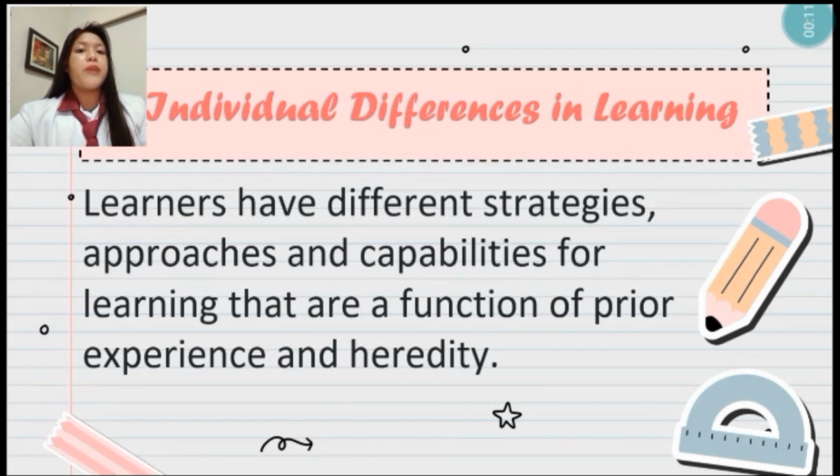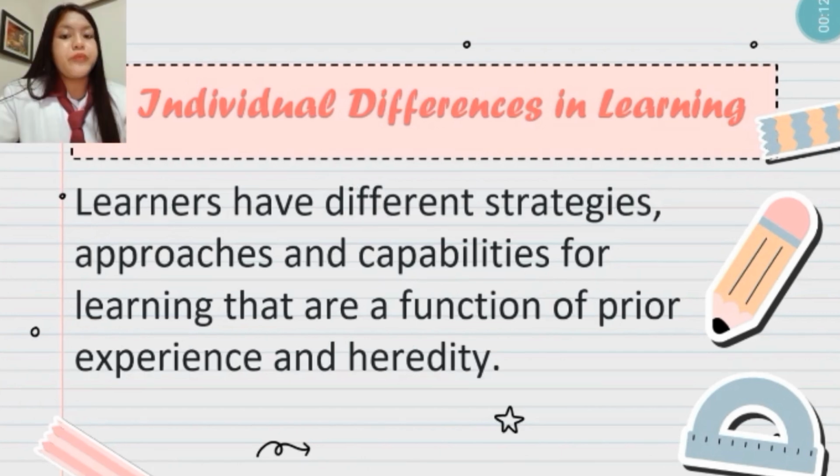The first one is individual differences in learning. Learners have different strategies, approaches, and capabilities for learning that are a function of prior experience and heredity. In a classroom, we could see students using different strategies in doing the activities that the teacher gave. So as a teacher, you have to accept and respect it because, as we said, it is based on their background and heredity. It means that whatever they have learned at home, or whatever strategies they learned from their parents, those strategies or approaches are basically what they use in the learning process in school.